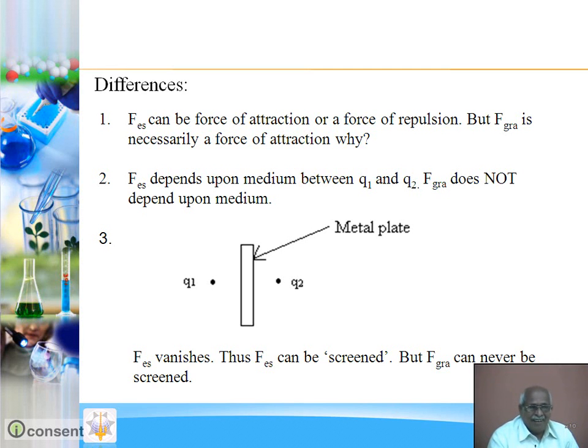Obviously, the difference is because there are two types of charges: positive charge, negative charge. We don't have two types of masses. Mass is mass. There is nothing like positive mass, negative mass. So, gravitational force is necessarily a force of attraction.